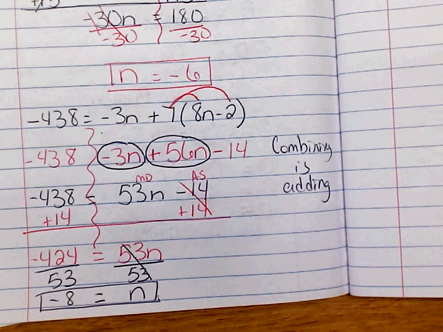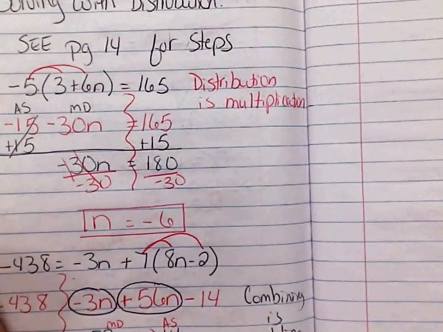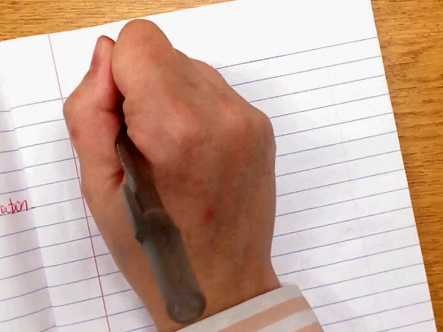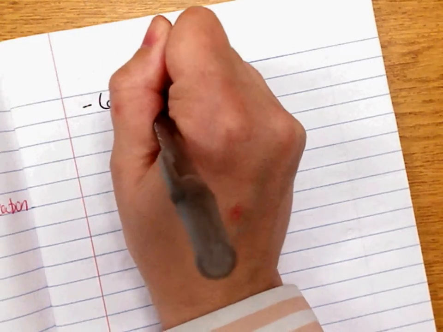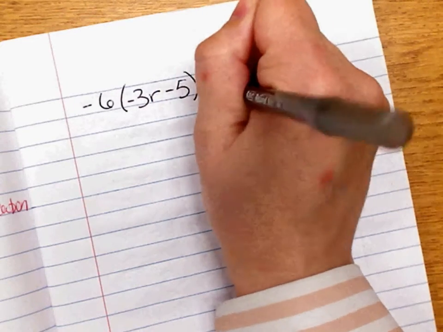Okay. I want to do another one. All right. I'm going to do another one real quick. One like this to make sure we're really good on these ones. Okay, negative 6, parentheses, negative 3r, minus 5, parentheses, minus 4 equals 170.